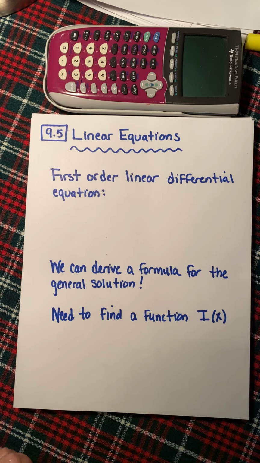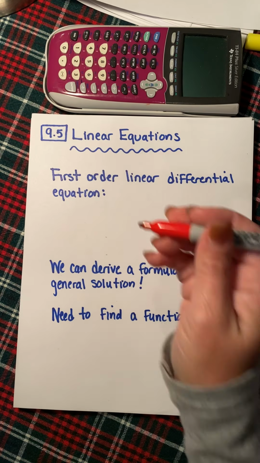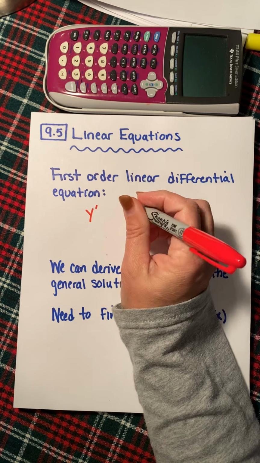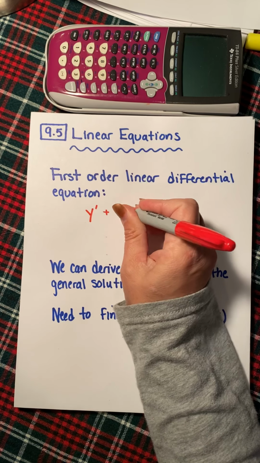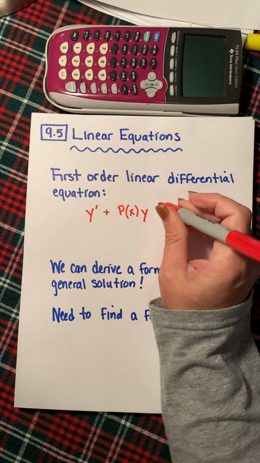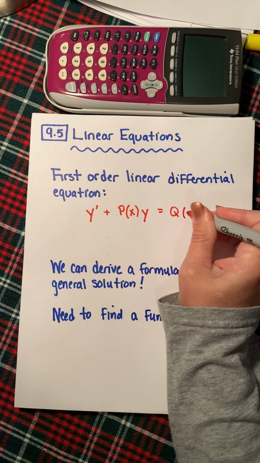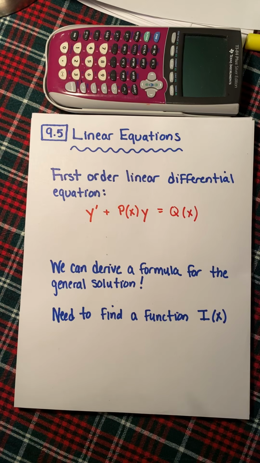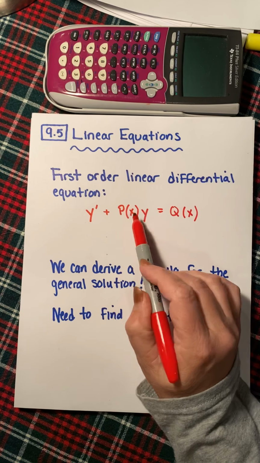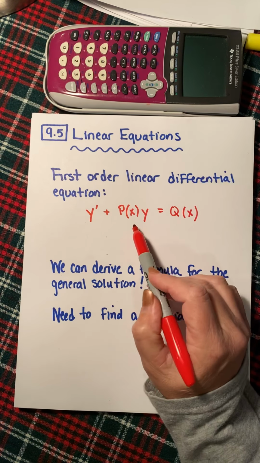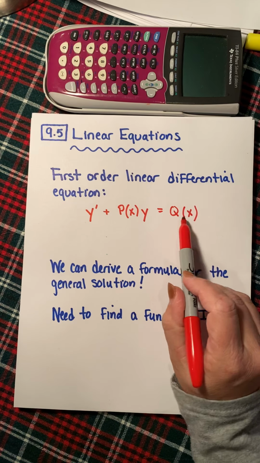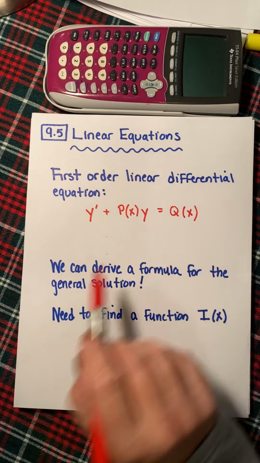A first order linear differential equation is a differential equation that can be put into this form: the derivative of a function plus p of x times the function equals q of x. Where y is our unknown function, p of x is just any function that behaves nicely on the interval of interest times the function we're looking for, y, and then another function of exclusively x.